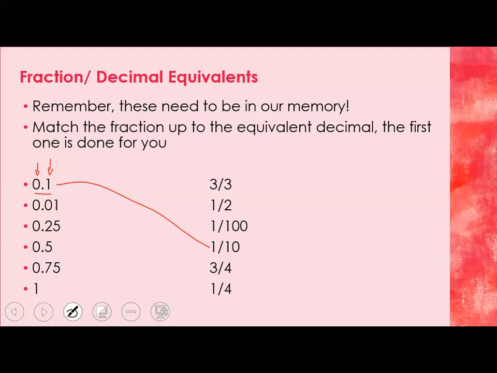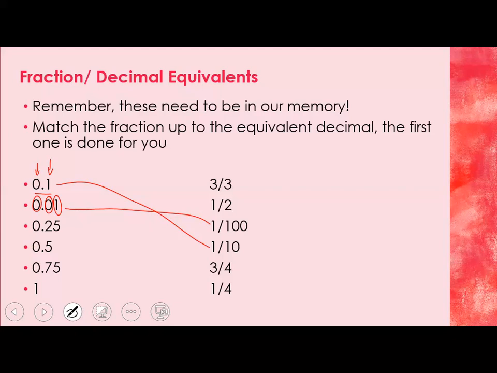Let's move on to the next one. I've got nothing in my ones column. I've got no tenths, and I've got 1/100th. So all I've got is 1/100th. Can you find where that would be as a fraction? Well done if you realised it was that one there.